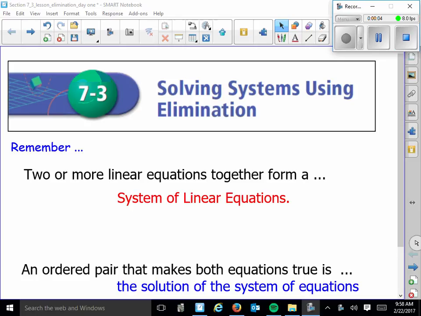Hi class, today we are going to continue with solving systems, and we're going to look at our third method of solving a system, this time using a strategy called elimination.